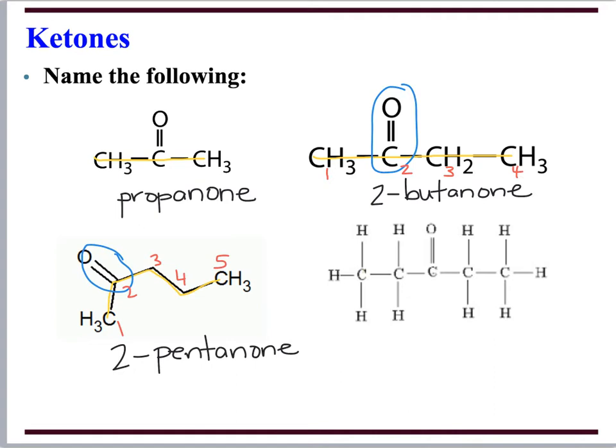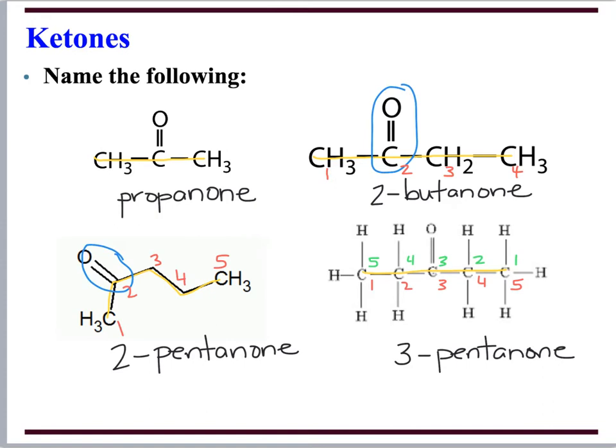Trying this one, 1, 2, 3, 4, 5 again. So I'm looking at a pentanone again, but this time the number is going to change. It's now on carbon number 3. Now, important to note, doesn't matter what side I start at. If I start at the left side and I go to the right, I've got 1, 2, 3, 4, 5. If I start at the right side and I go left, guess what? It's still on carbon number 3. So it doesn't matter what side I use, it's always 3-pentanone.